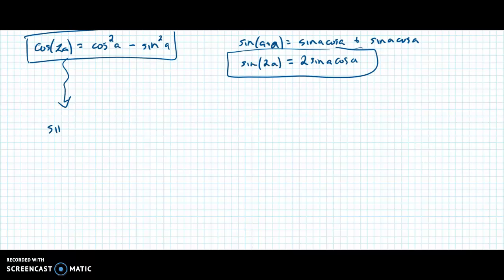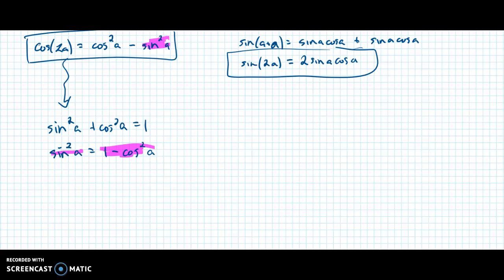You should know that sine squared A plus cosine squared A is equal to 1. So notice I can solve for sine squared A. That gives me sine squared A is equal to 1 minus cosine squared A. Now what I can do is take this sine squared and replace it with this stuff right here.